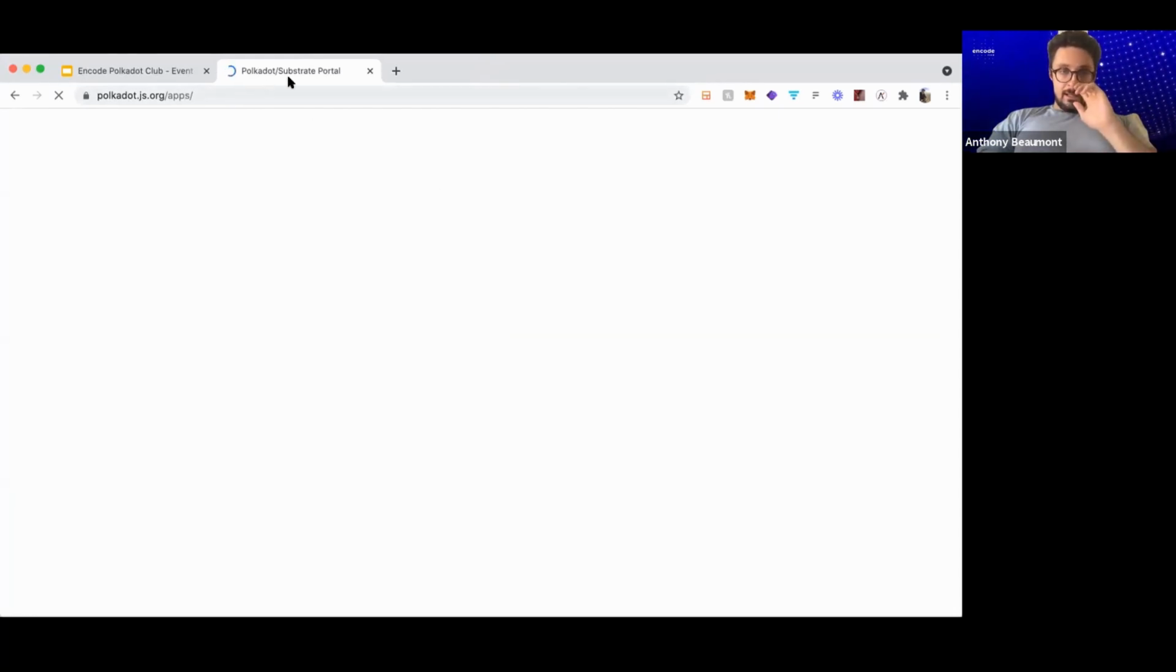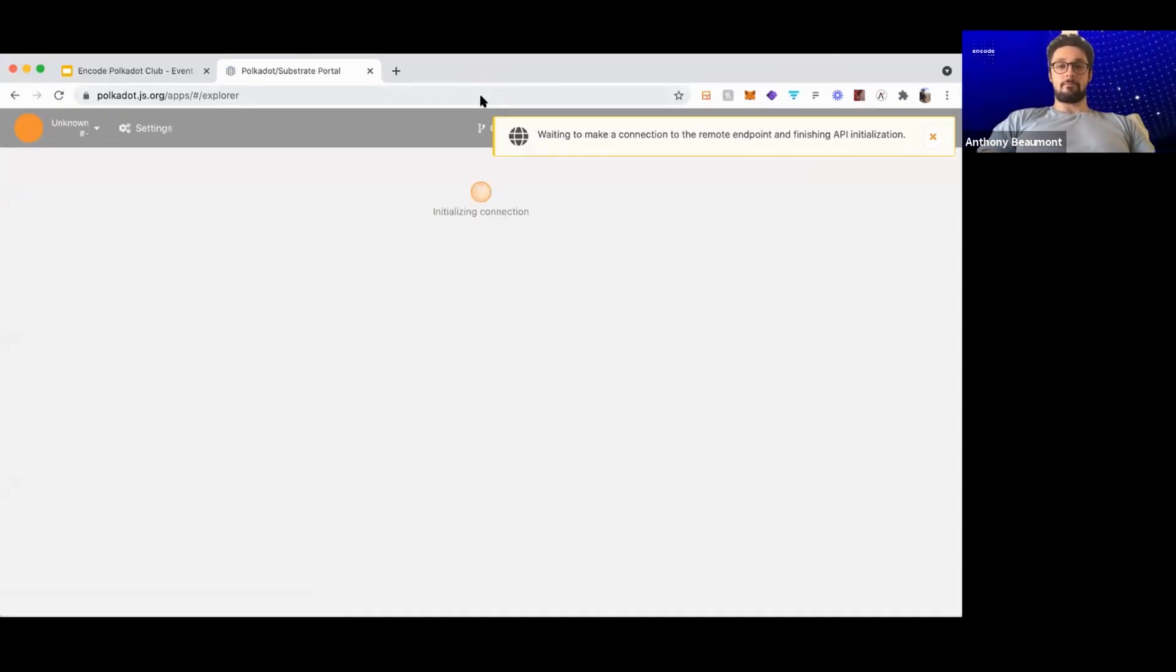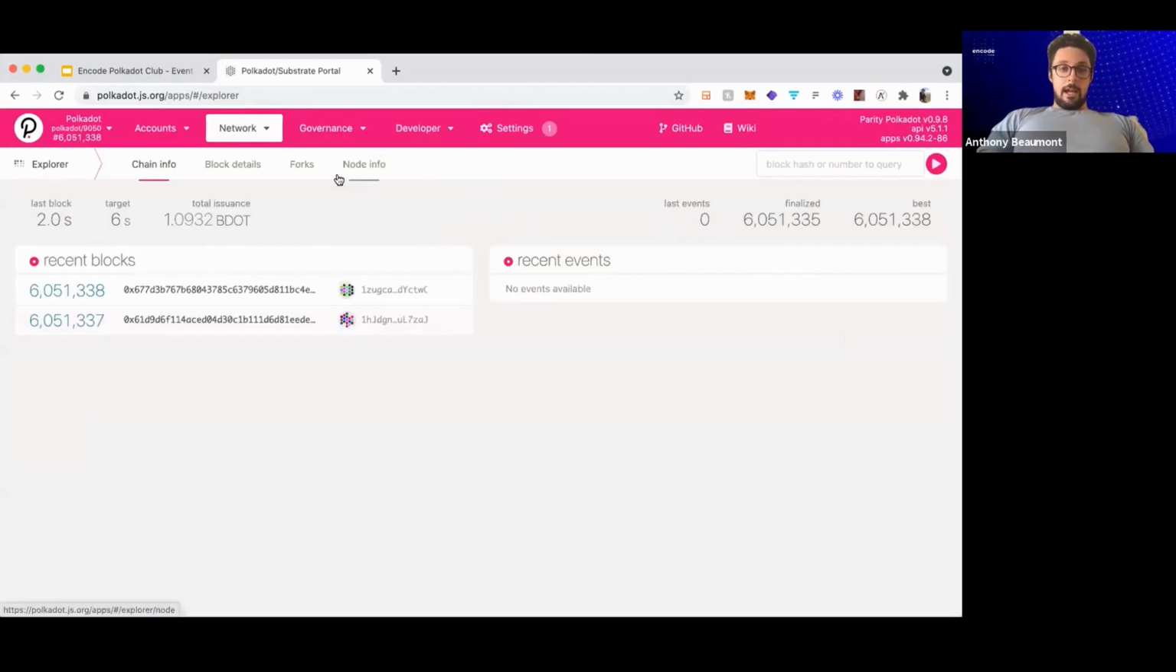Cool. So that's going to load now. I'm going to do this in real time, which is probably going to be a disaster. I knew this would be a disaster. Ah, here we go. Okay, cool.